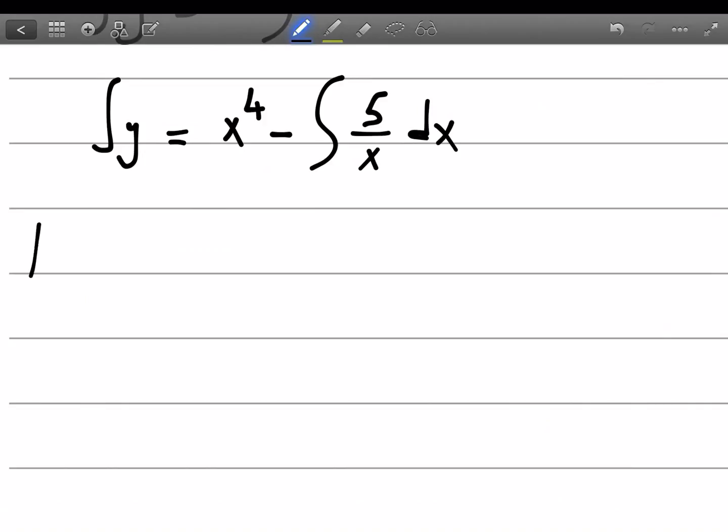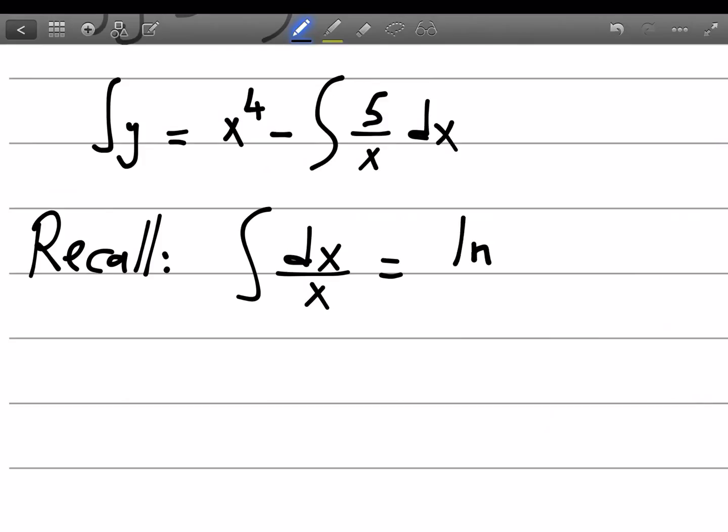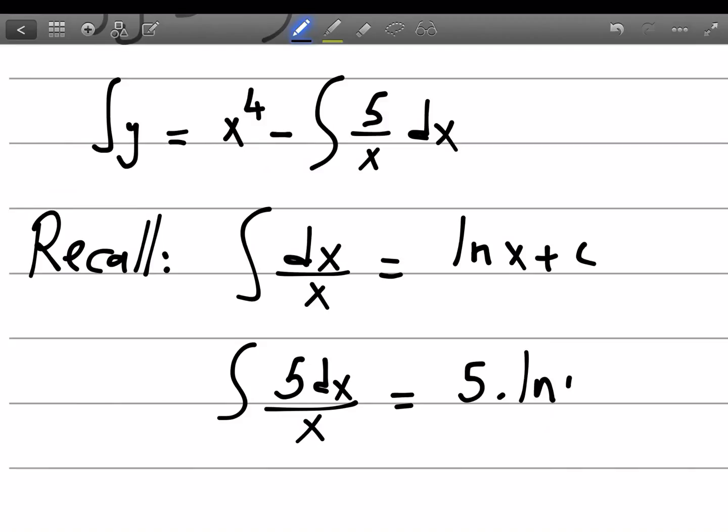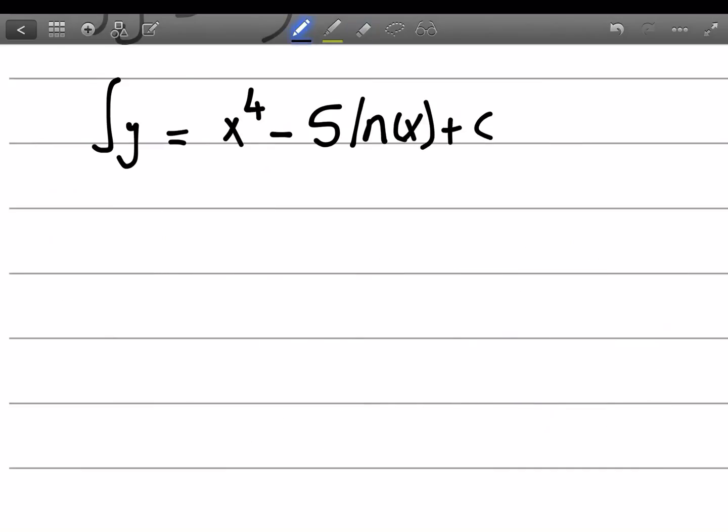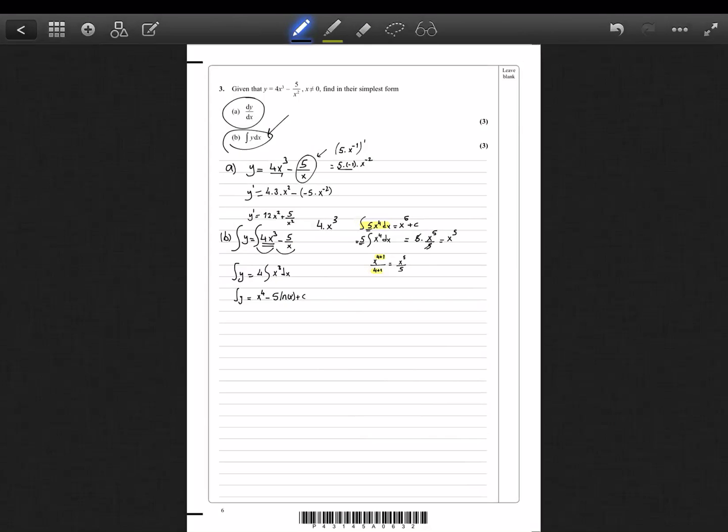Let's recall again. Recall for this type of function. For example, dx over x will be ln x plus c. What about 5 dx over x? It will be 5 times ln x. So this part should be 5 ln x plus c. Alright, that's really easy.